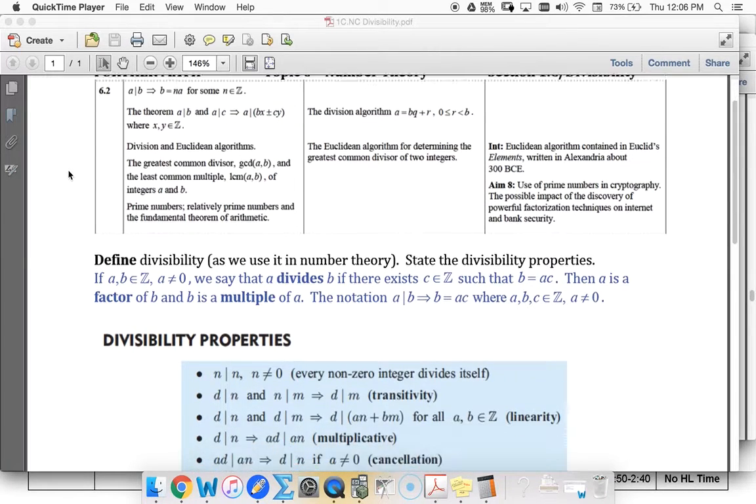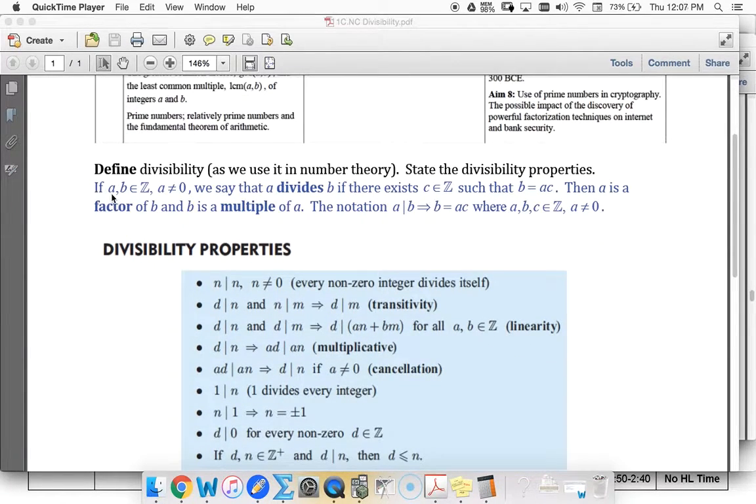So divisibility is if we have two values, A and B, we say that A divides B. I would normally say this, A divides evenly into B if there exists a value C, which is an integer, such that B is equal to A times C. So A is a factor of B, B is a multiple of A, and we use this notation. So A divides B. This implies what we have just said as the definition of divisibility.